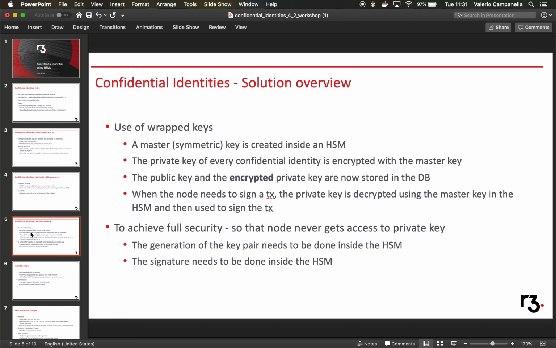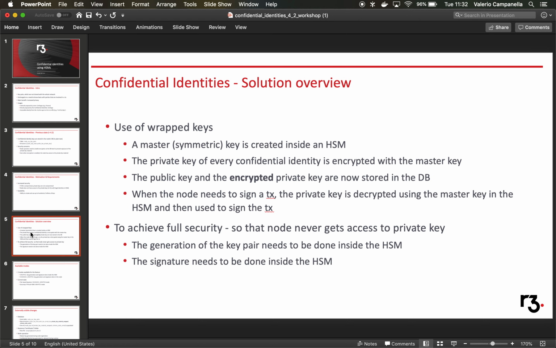So we considered several different approaches for that, and we ended up choosing the approach of wrapped keys. The way this approach works is the following. A master symmetric key, an AES key, is created inside the HSM by the node. And then every time a confidential identity key needs to be generated, this is generated, and then the private key of that key pair is encrypted with a symmetric key and exported from the HSM. And then the node can store in its database the public key as before and the encrypted private key material in the database.